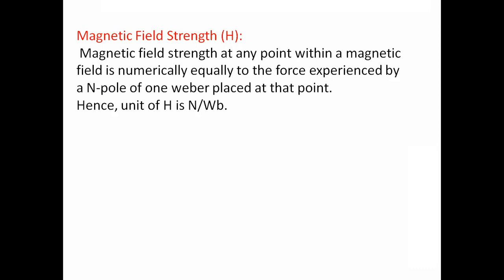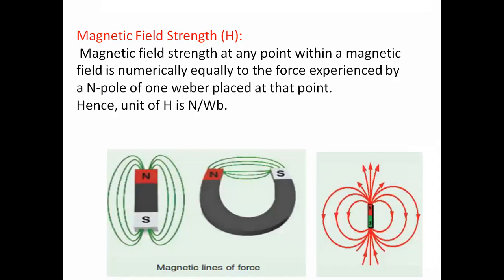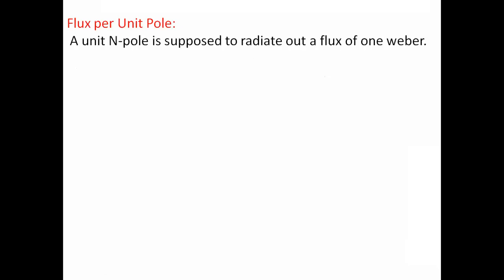Weber. So Weber is the unit of magnetic flux. Here we have a north pole and a south pole. Generally, the magnetic flux starts from the north pole and reaches the south pole. I think all of you know these basics. So here is the flux per unit pole. For a given pole, the flux is represented by phi. A unit north pole is supposed to radiate a flux of 1 Weber.